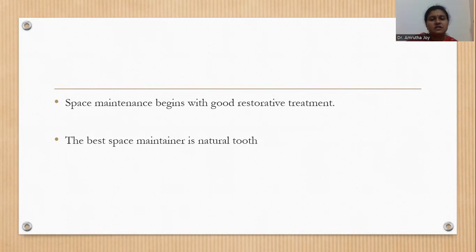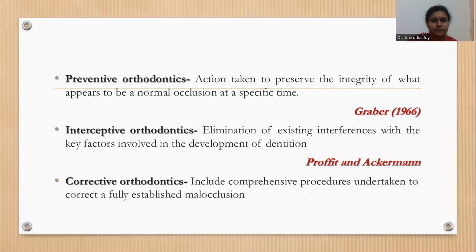Space maintenance begins with good restorative treatment. In case of proximal surface caries, there is loss of arch length that can be prevented by giving a good restoration. The best space maintainer is the natural tooth itself.